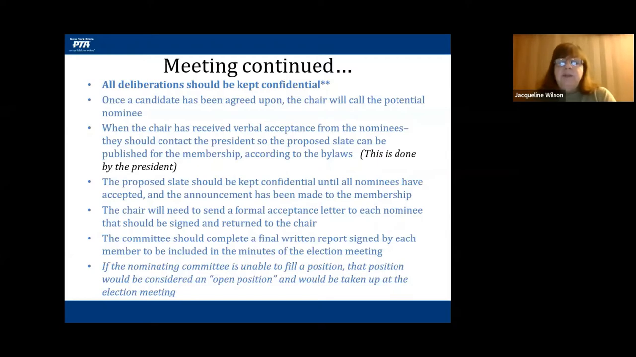The chair will need to send a formal acceptance letter to each nominee that should be signed and returned to the chair. And then the committee should complete a final written report that's signed by each member of the committee and is included in the minutes of the election meeting. And if the nominating committee for some reason cannot find a person to fill that office, then that would be considered an open position and they would still make their report, but that position would then be dealt with at the election meeting.